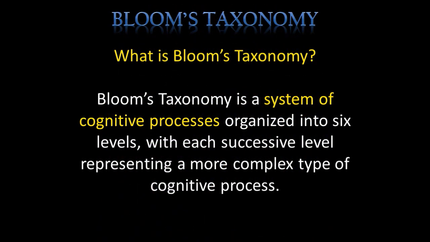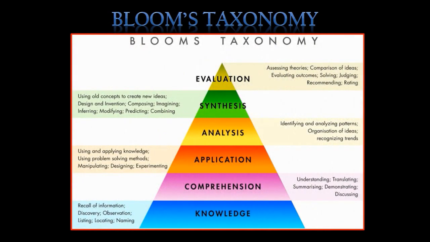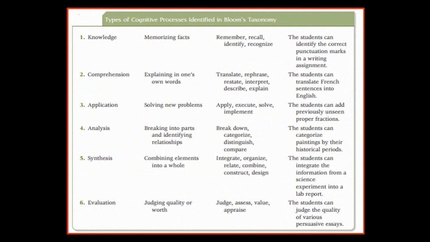Bloom's taxonomy. What is Bloom's taxonomy? Bloom's taxonomy is a system of cognitive processes organized into 6 levels, with each successive level representing a more complex type of cognitive process. Here is a simple pyramid chart on Bloom's taxonomy. Take the time to look at the following chart: types of cognitive processes identified in Bloom's taxonomy: knowledge, comprehension, application, analysis, synthesis, and evaluation.